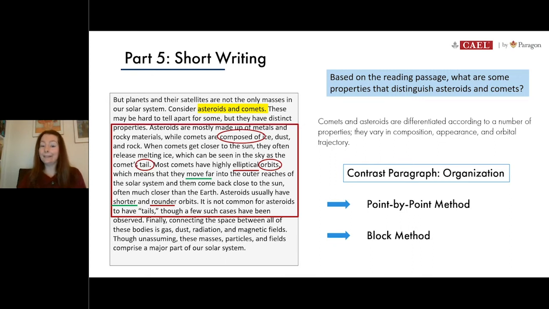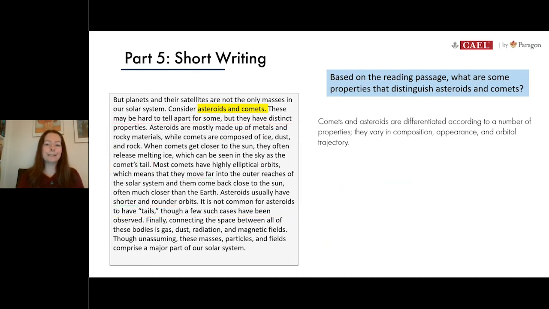This week, though, what I'd like to do is look at the block method. What we're going to do instead is take the first object, which is the comets, and talk about all of the properties of comets. So we'll mention the composition, the appearance, and the orbital trajectory. That will be the first part of the paragraph. When we've finished talking about comets, we're going to then talk about asteroids, and we will give details about the asteroids' composition, appearance, and orbital trajectory. Okay, so again, we are focusing today on the block method. So let's get started with that.